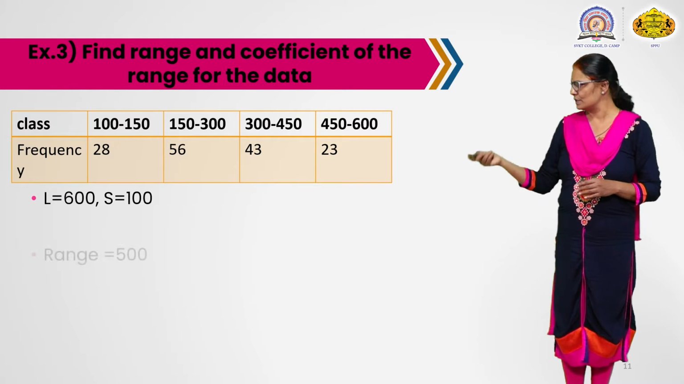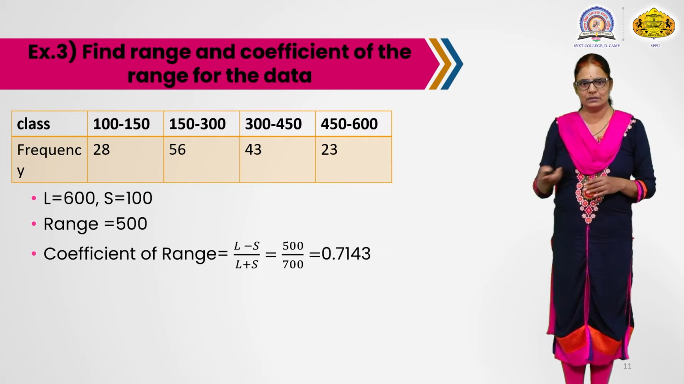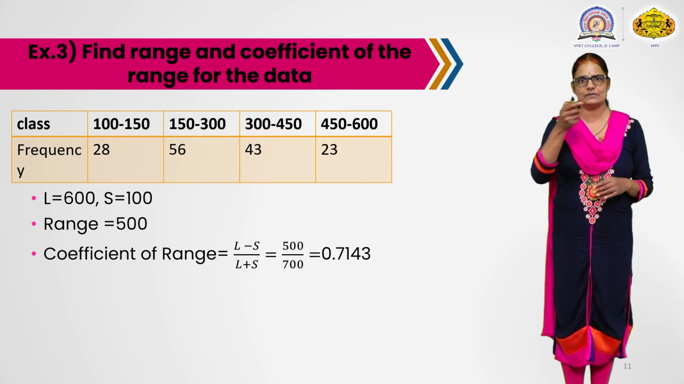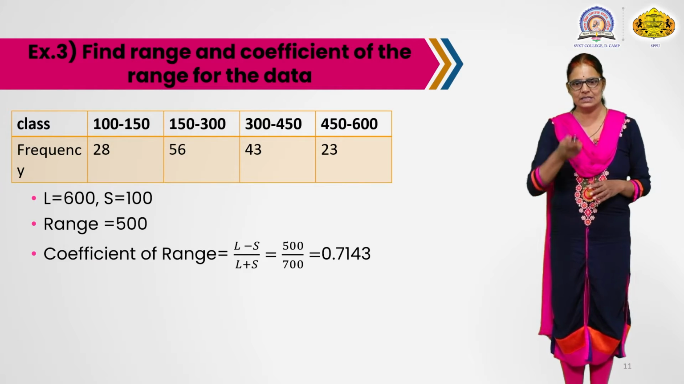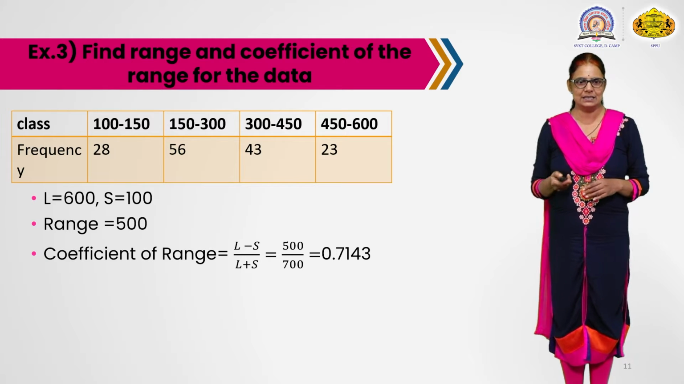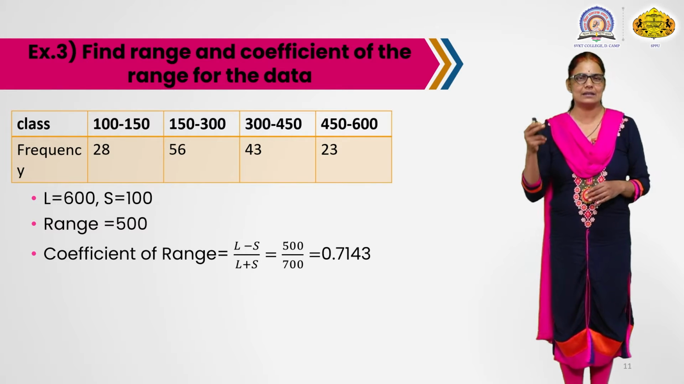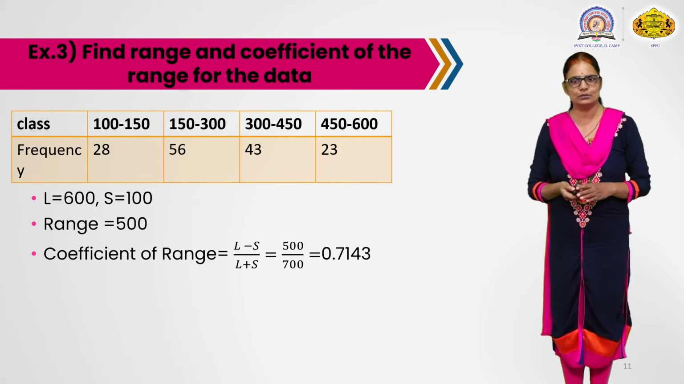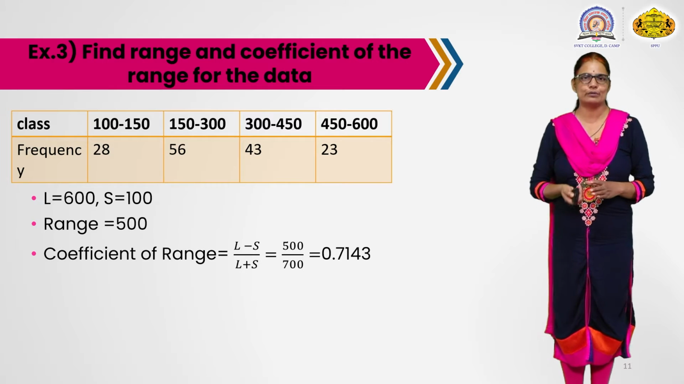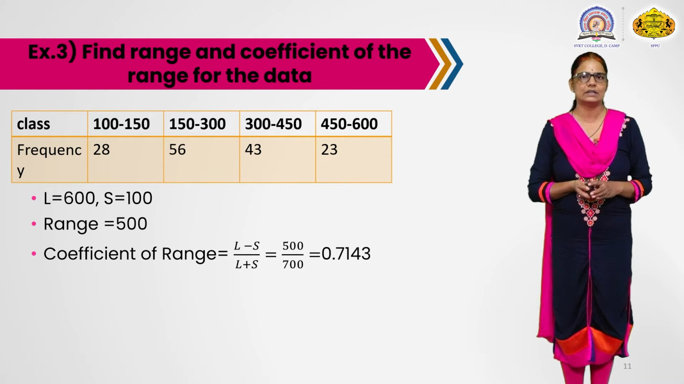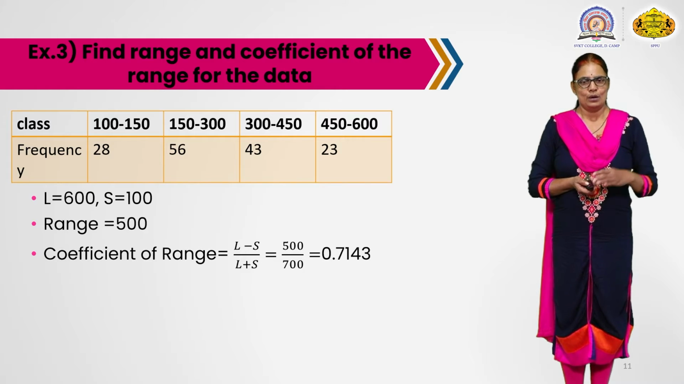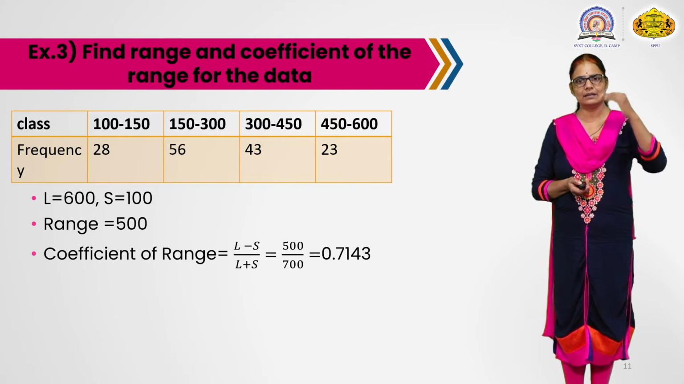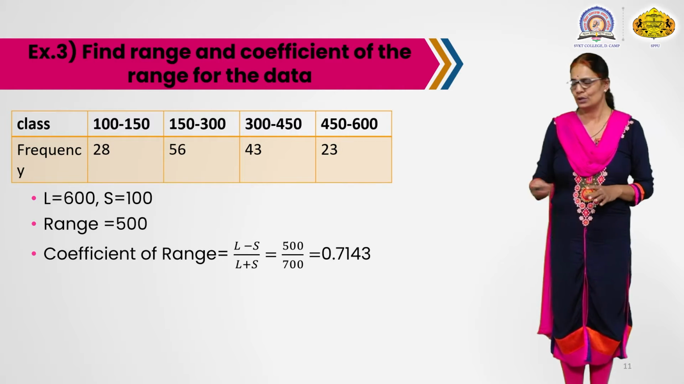Again here use the same formula. The range is L minus S, which is 500, and the coefficient of range is L minus S upon L plus S. The difference 600 minus 100 is 500, divided by their sum, 700. Do the calculation, so the output is 0.71543. So for this data also it is easy to calculate the range as well as the coefficient of range.